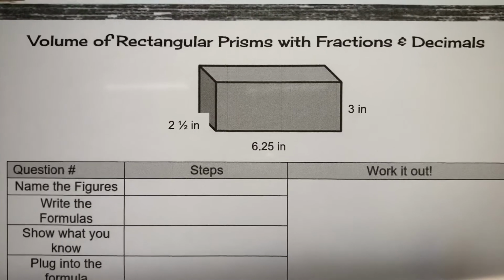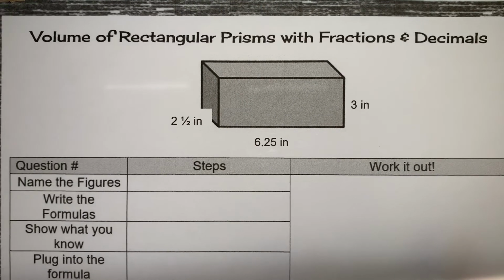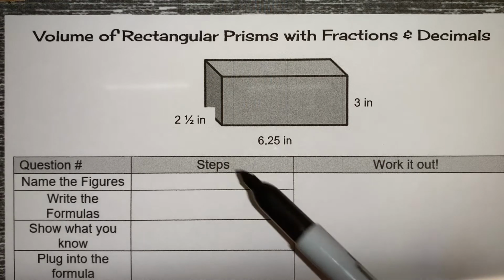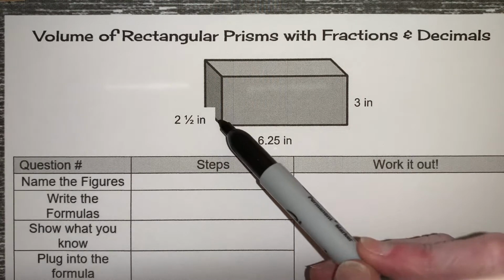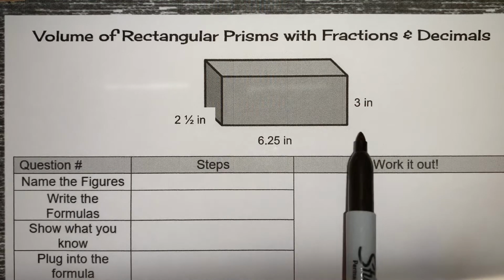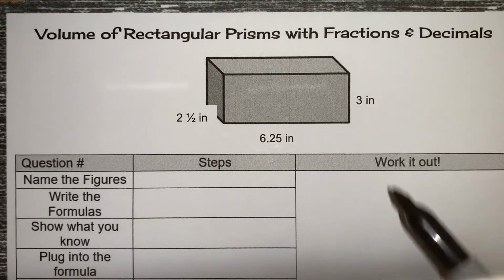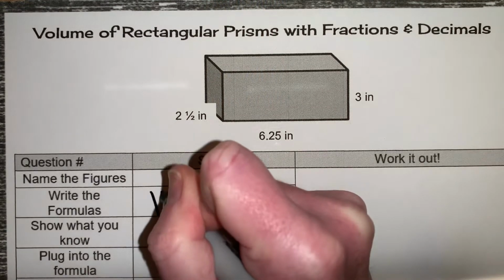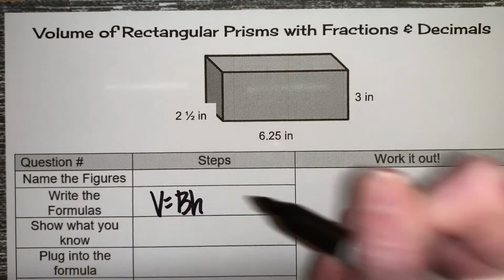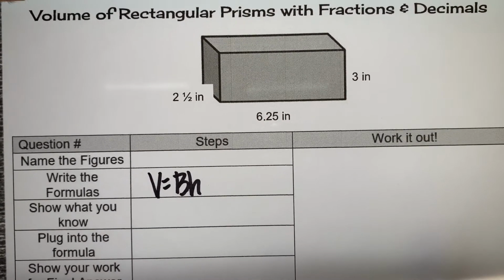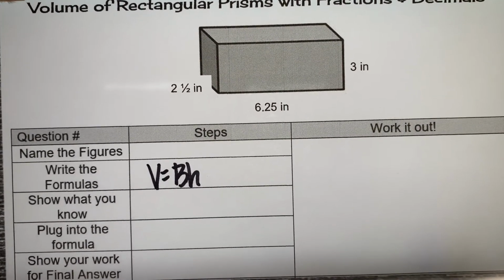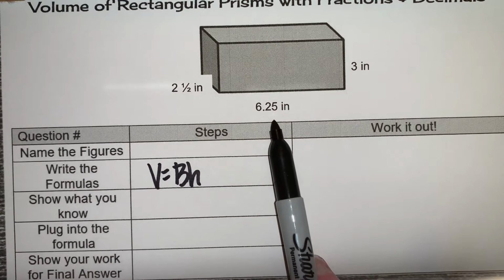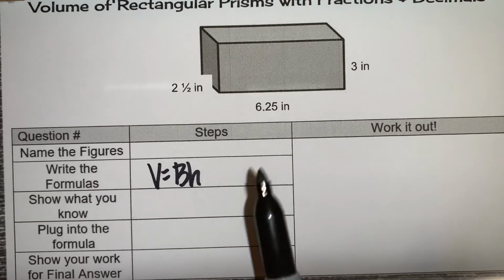You can even have decimals and fractions when you find volume. In this example, we have the width is 2.5, the length is 6 25/100, and the height is 3. You still find the volume with the same formula even though you have decimals and fractions. But we need to change either this decimal to a fraction or this fraction to a decimal.